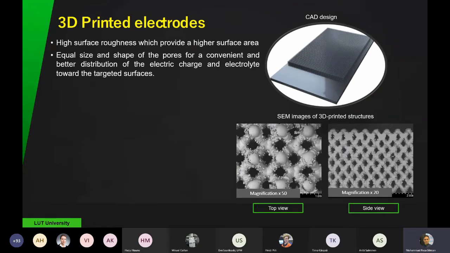But here, by 3D printing, I presented the CAD design of our generated electrode. We can have high surface roughness, which provides a high surface area by this layer by layer production. Here in the picture, an SEM image of a 3D printed structure is presented, in top view and side view. You can see equal size and shape of the pores. It can provide a convenient and better distribution of electric charge. Therefore, for flow reactor cells, we can have a better distribution of electrolyte toward the targeted surfaces.